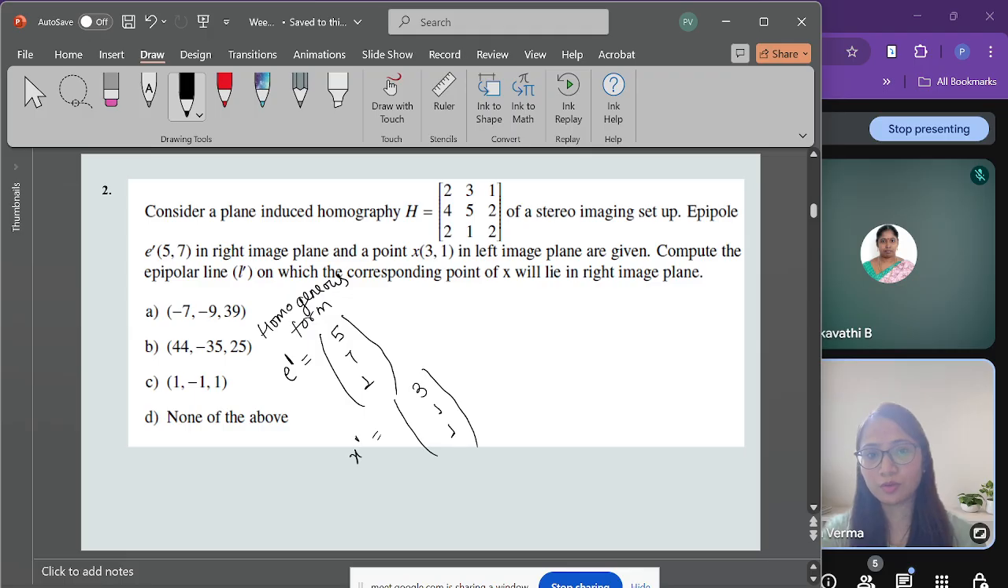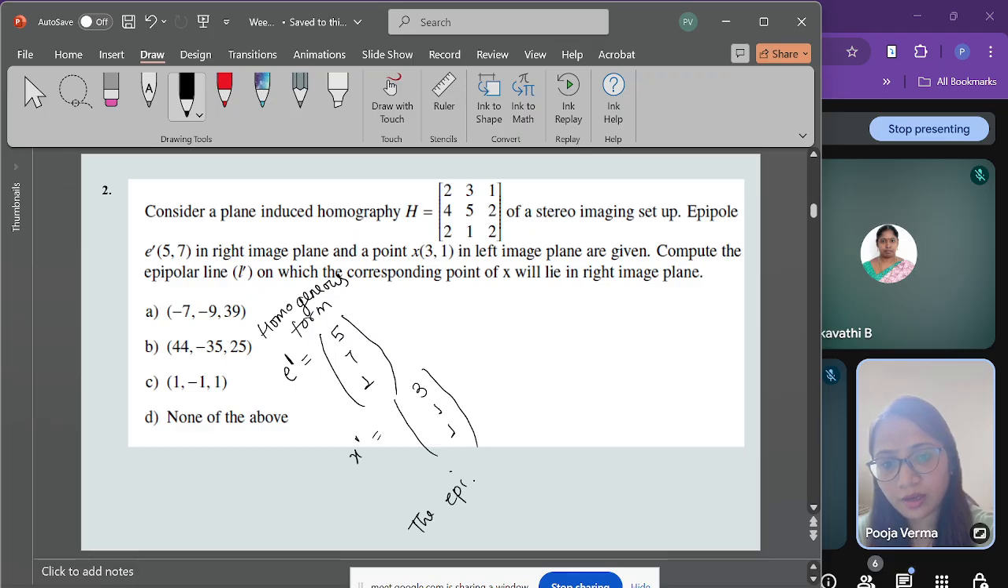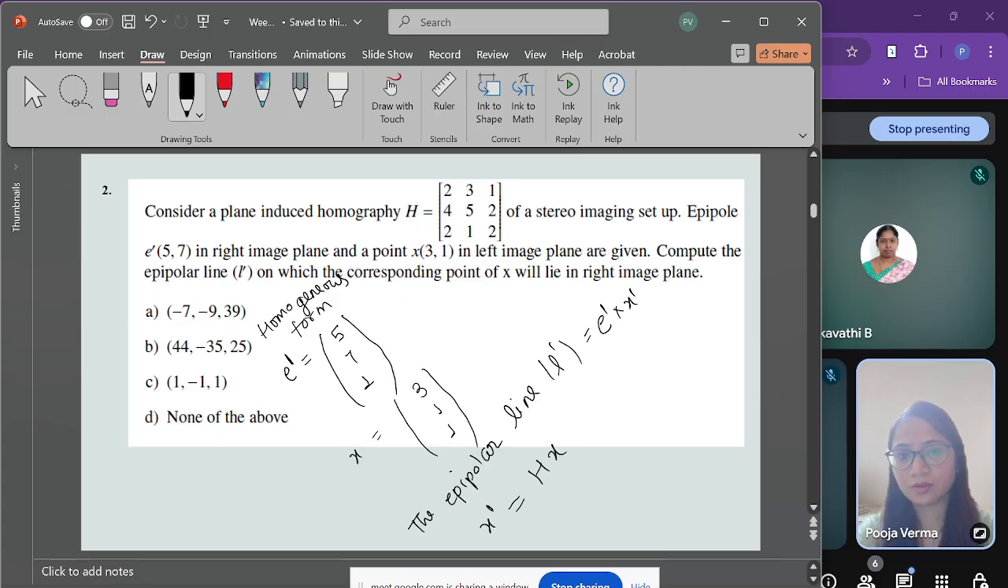Now, first what we need to do is compute the epipolar line L dash, right? The epipolar line L dash is computed by E dash multiplied by X dash. Here it is not a dash, it is a simple X. Now how can we compute X dash? X dash can be obtained by applying the homography to X, that is H into X, applied to the left image plane. So first we will calculate X dash, then we will calculate the epipolar line L dash, which is calculated by the cross product of E dash and X dash. H is already given.